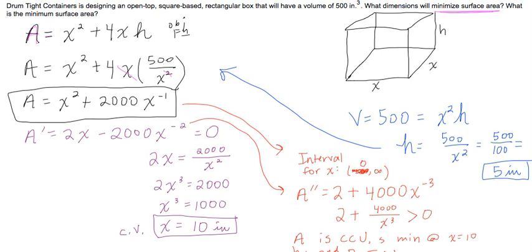And then the last step would be to actually find the minimum surface area, which you could come back to the first equation we wrote and plug in x and h, or you could plug in x on this surface area equation here. Either way.